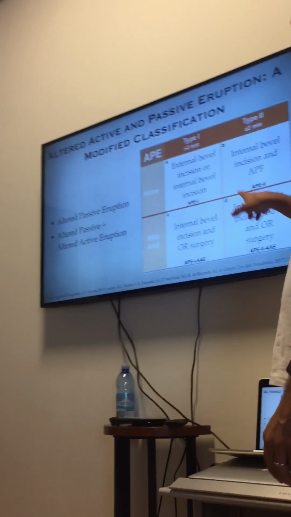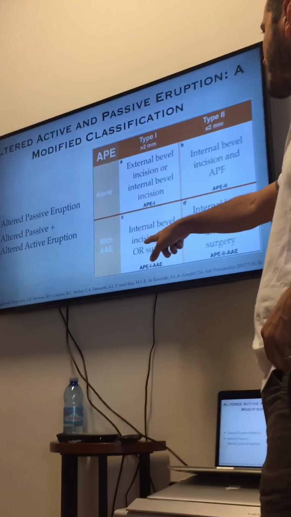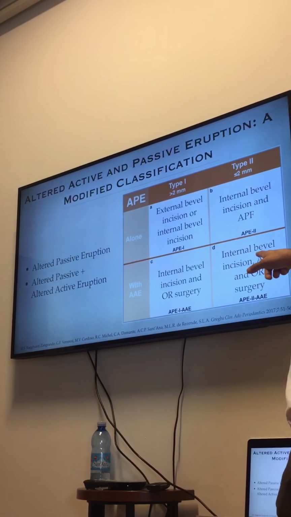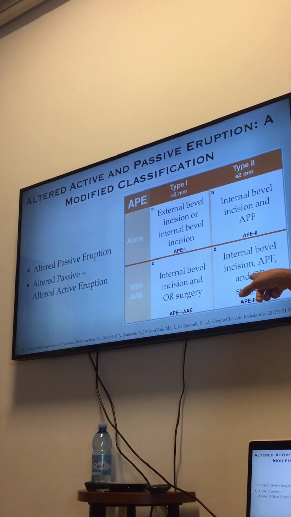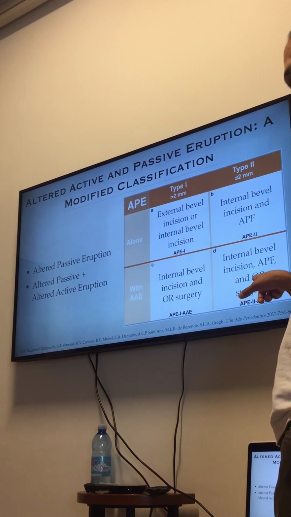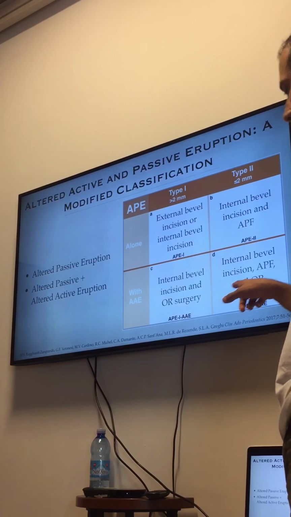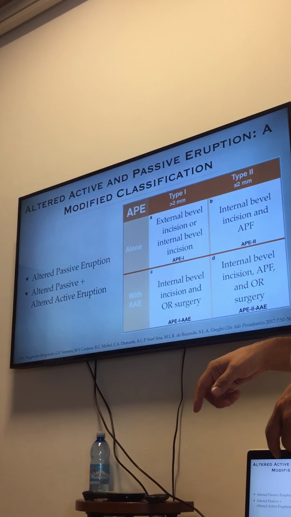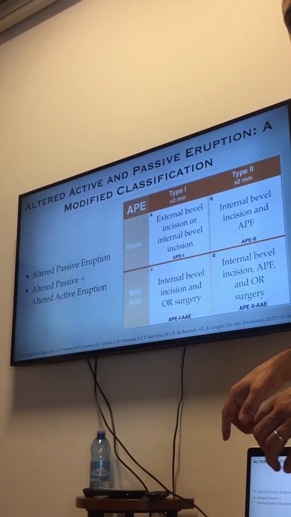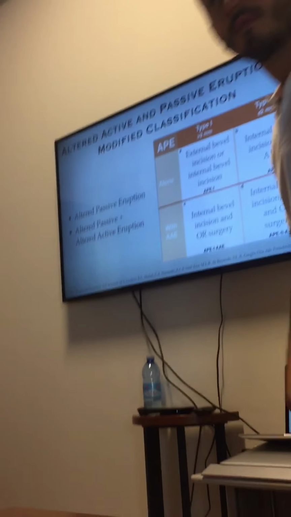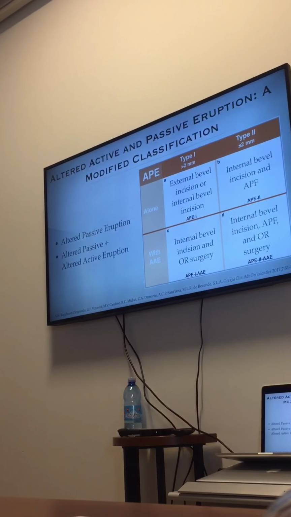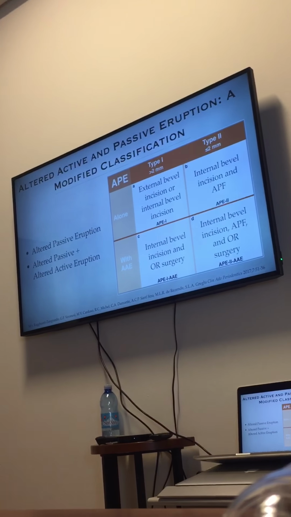And in altered passive eruption plus altered active eruption in type 2, you do the internal bevel incision, you do the apically positioned flap, or osteoresective surgery. OR means osteoresective. And in these cases, how do we decide how much to do? Do you reflect the whole flap, or are you just separating the tissues?